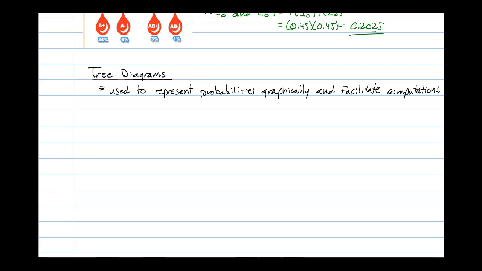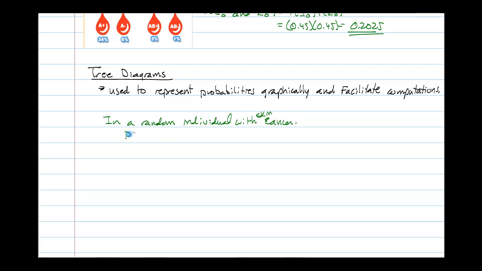So for this example, we're going to be looking at the relationship between gender and skin cancer location. So let's go ahead and look up some summary data first, and then we'll try and put it into a tree diagram. So in a randomly selected individual with skin cancer, let's go ahead and look at some values. These are some locations and the probability of those locations. And this is skin cancer.